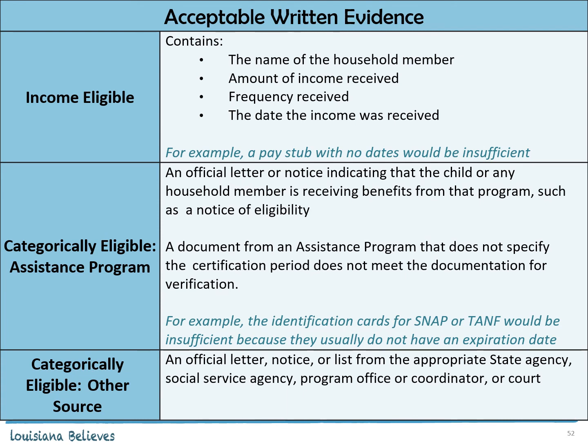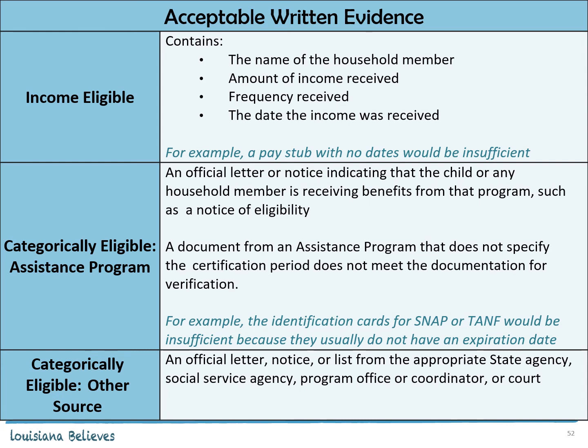Here are examples of acceptable written evidence. Income eligibility evidence contains the name of the household member, the amount of income received, the frequency received, and the date the income was received. For example, a pay stub with no dates would be insufficient.